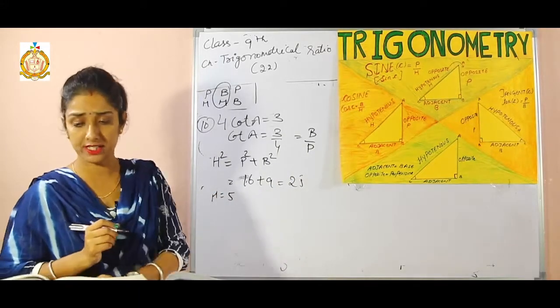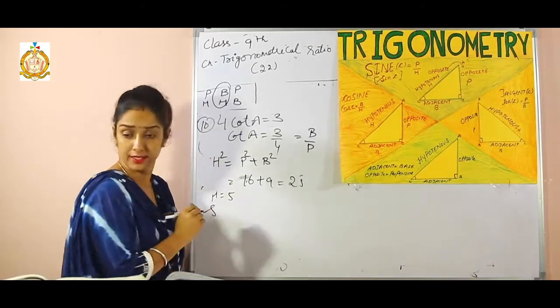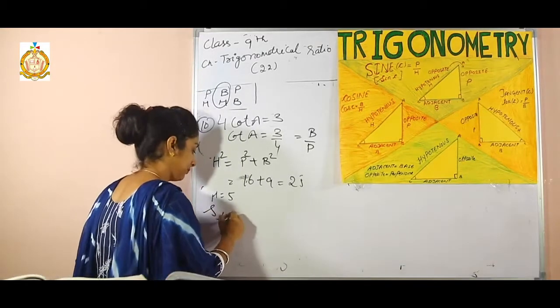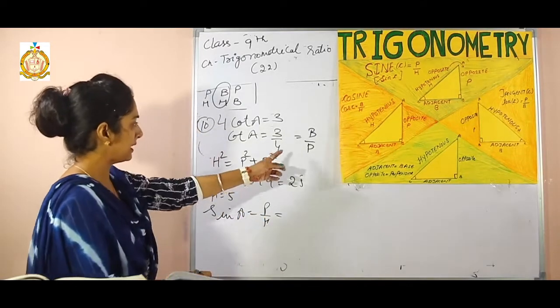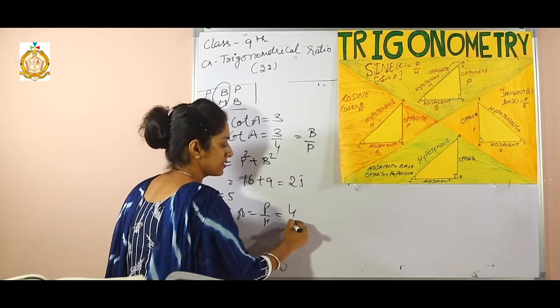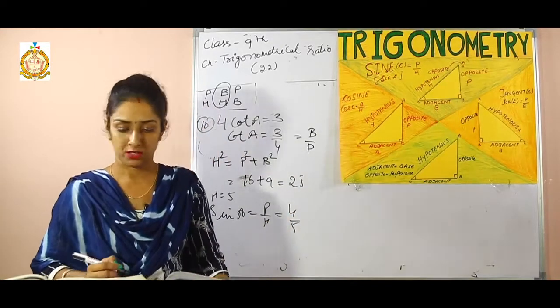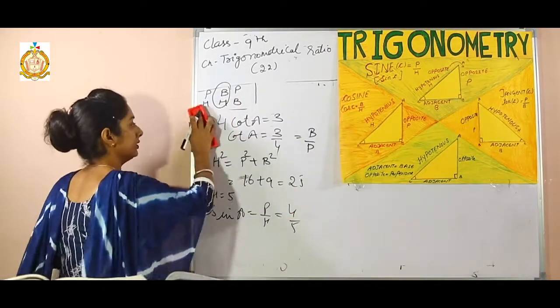Now here we have to find secant A. Sorry, not secant A, sin A. That is again P over H. Same concept. P is what? 4. And what is H? That is 5. Now come to the 13th question.